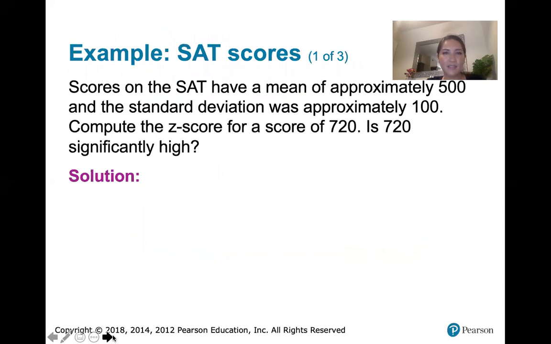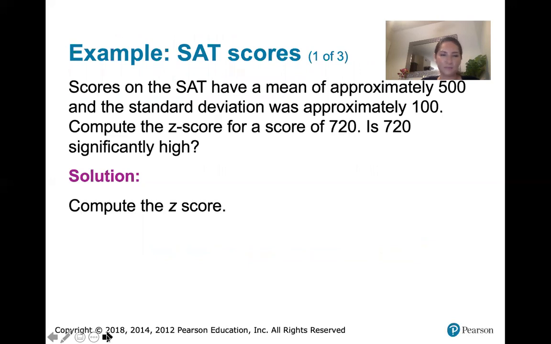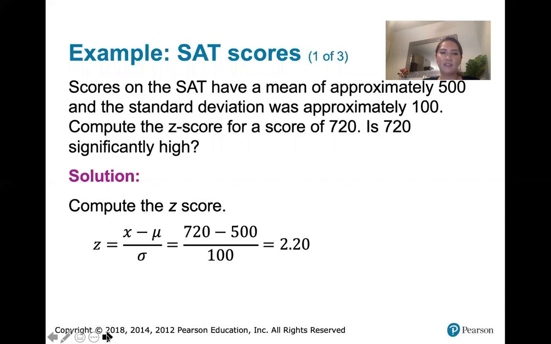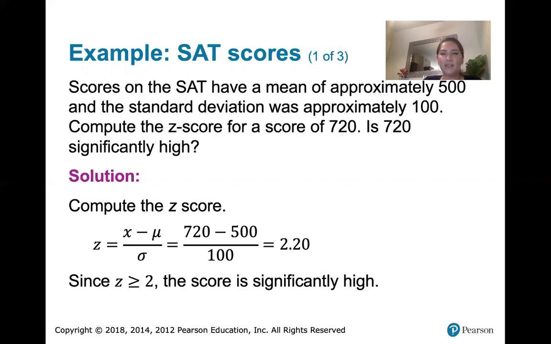So here is an example dealing with SAT scores. It says scores on the SAT have a mean of approximately 500 and a standard deviation of approximately 100. Compute the z-score for a score of 720. Is 720 significantly high? First, we compute the z-score. So we take our 720 and subtract the mean of 500, and then divide by 100. So we've got 220 divided by 100, which gives us 2.2. Since that z value is more than 2, that means that the score of 720 is significantly high. But again, remember how we want to interpret that 2.2. That 2.2 tells us that that score of 720 is 2.2 standard deviations above the mean. Since it's 2.2 standard deviations above the mean, we say that the score is significantly high.